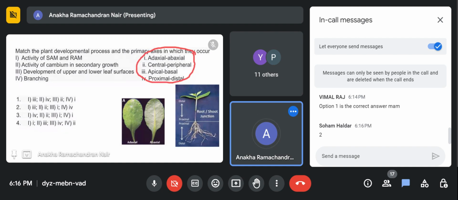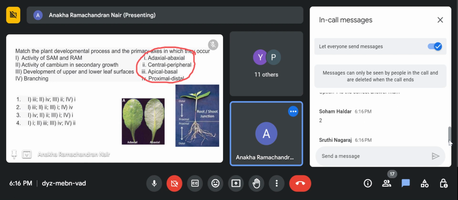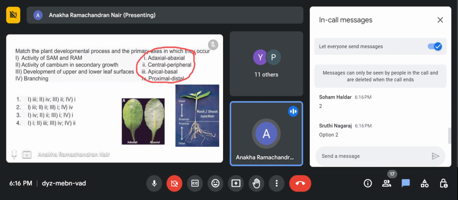All right. So someone is saying option 2. Anyone thinks it's some other option? All right, from the chat, I'm not seeing any other option. And yes, in fact, option 2 is correct.